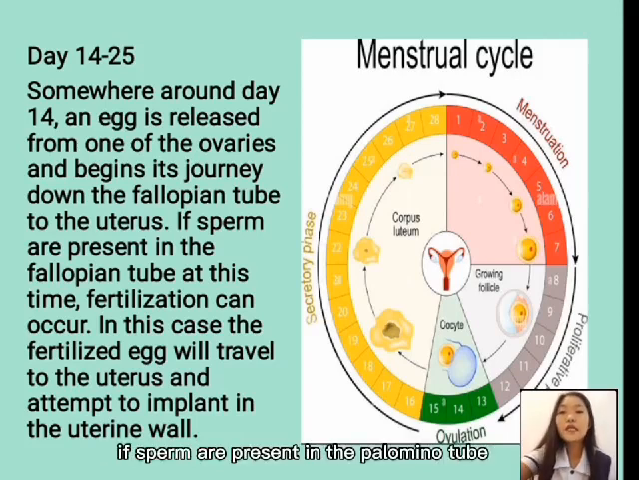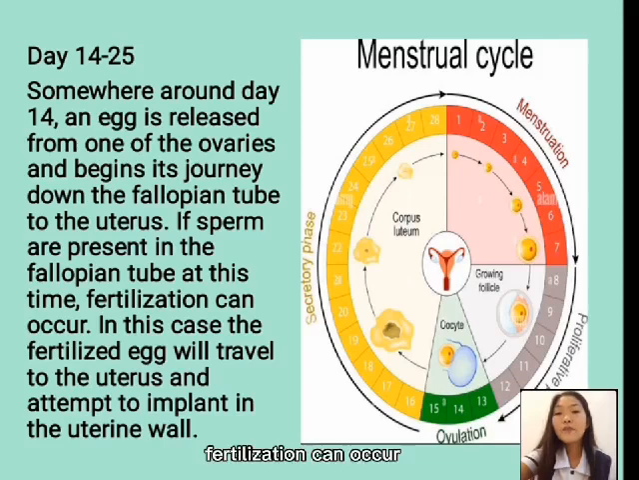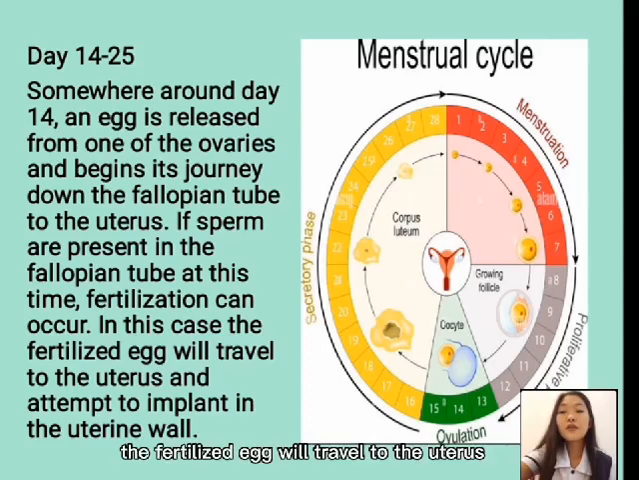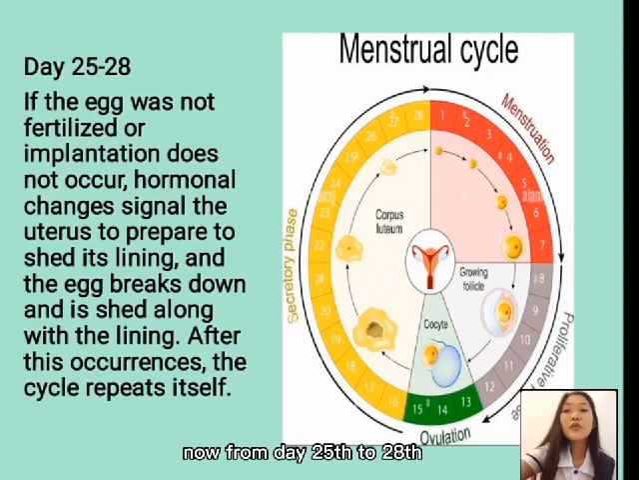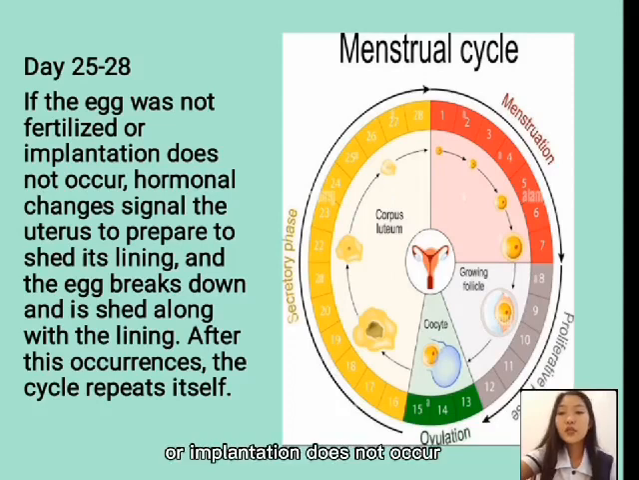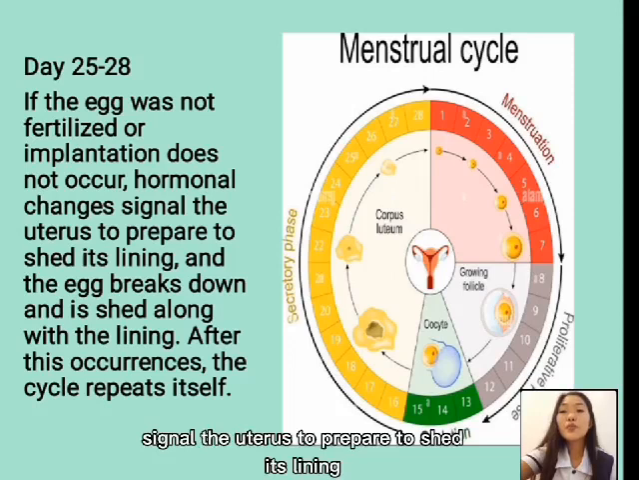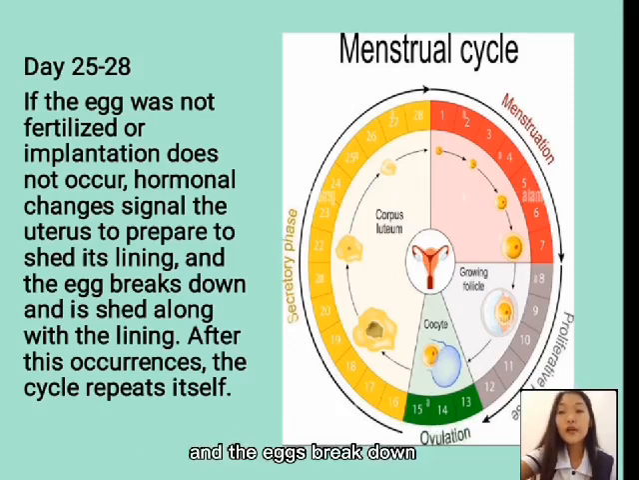If sperm are present in the fallopian tube at this time, fertilization can occur. In this case, the fertilized egg will travel to the uterus and attempt to implant in the uterine wall. Now, from day 25 to 28, if the egg was not fertilized or implantation does not occur, hormonal changes signal the uterus to prepare to shed its lining. The egg breaks down and is shed along with the lining. After this occurs, the cycle repeats itself.